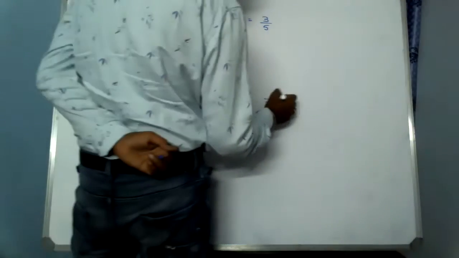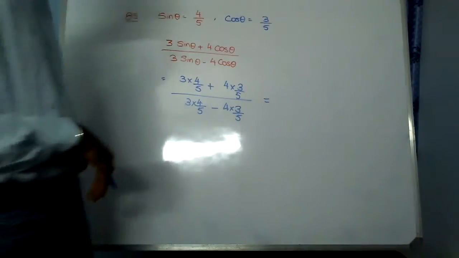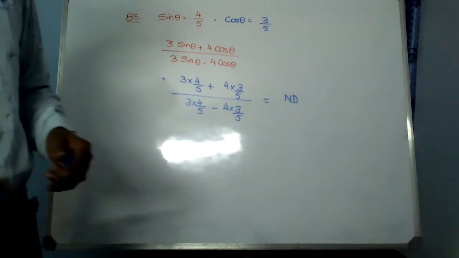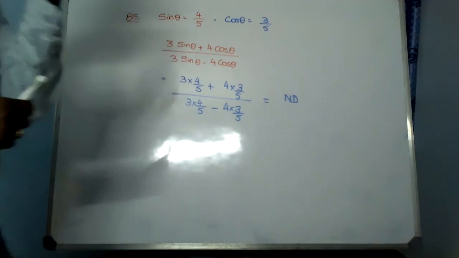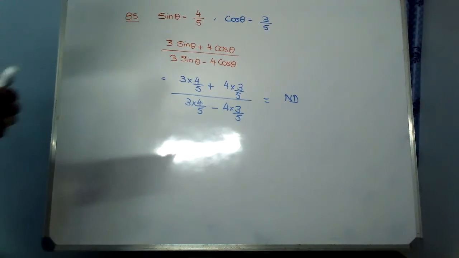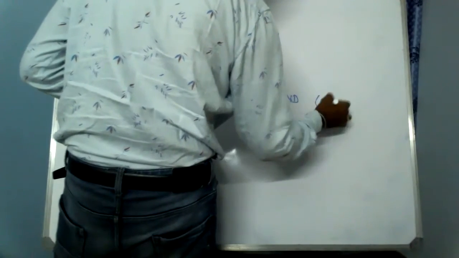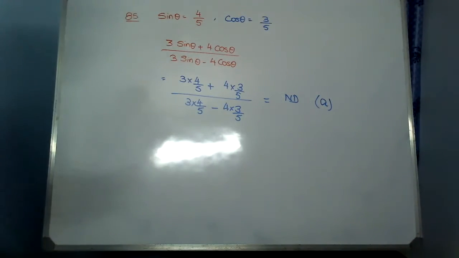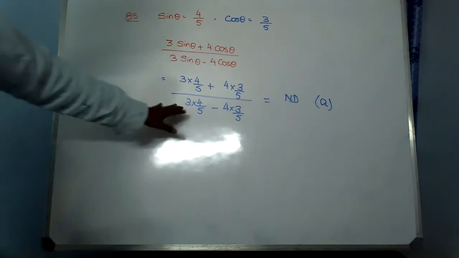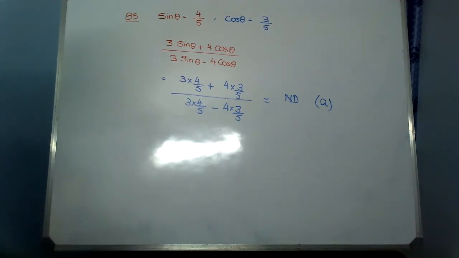Now there's no point solving it, because the answer will be not defined. Because if you see, it's 12 by 5 plus 12 by 5, fine, 24 by 5, I agree, but down it is 12 by 5 minus 12 by 5, right? And if you know, any number divided by 0 is not defined in maths, or we can call it infinite also, and that is your option number A. So these two will basically become 0. 12 by 5 minus 12 by 5 is 0. Any number divided by 0 in maths is called not defined.